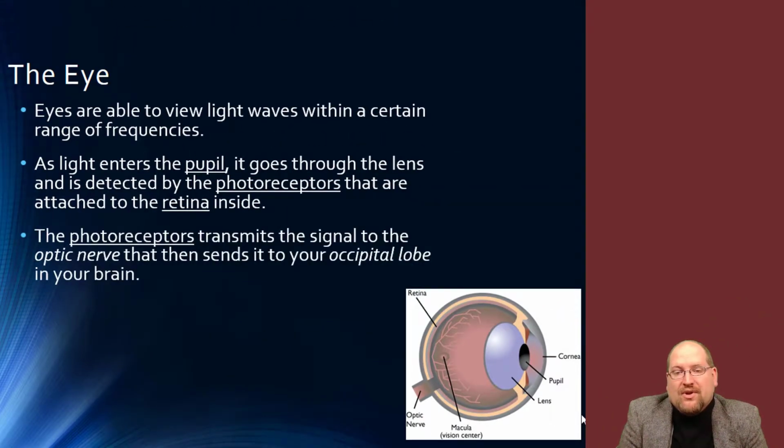These photoreceptors are what transmit the signal to the optic nerve on the back of the eye, and that sends it to your occipital lobe in your brain. As we talked about before, there's the difference between perception and sensation. Your eyes provide the sensation, but it's the occipital lobe that provides the perception, that takes the visual information and tries to understand what it is that we're looking at.